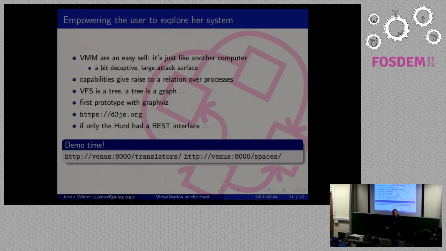And this gets even more tricky if we start with a distributed system like the Hurd. And I have a prototype for that that I want to demo. There are two aspects to it. The first aspect is explaining how the system looks at the global level. And the second is how to explain the relation between tasks. Okay, wish me luck.